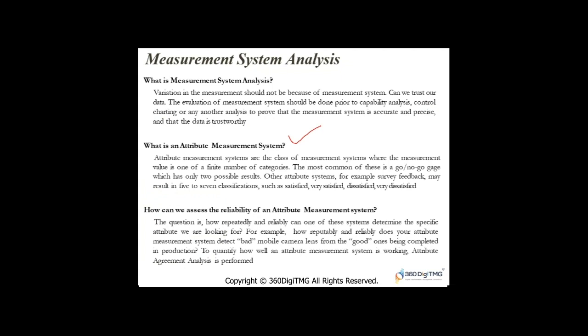If I have attribute data, which has a finite number of categories, which has a go, no go gauge, right?